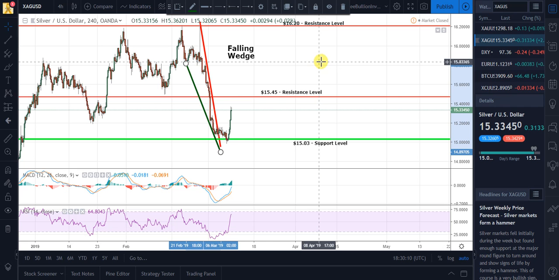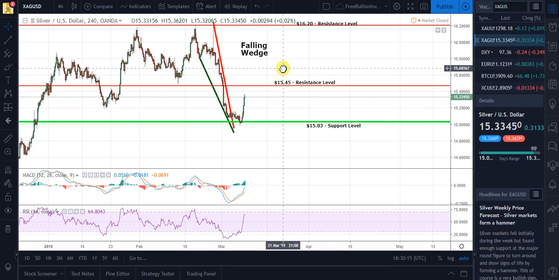Today is March 9th, and I'm doing a review and outlook for the price of silver. This is the silver 4-hour chart.